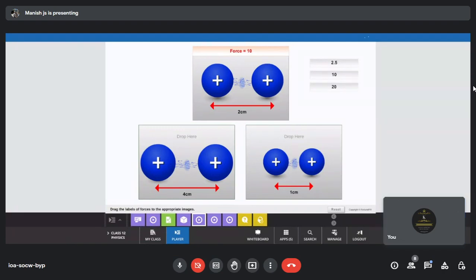K is anyway constant. F is equal to K Q1 Q2 by R square, isn't it? So use that concept and find out. So for the two charges separated by a distance of 4 centimeters, what would be the force? Would the force increase or decrease?